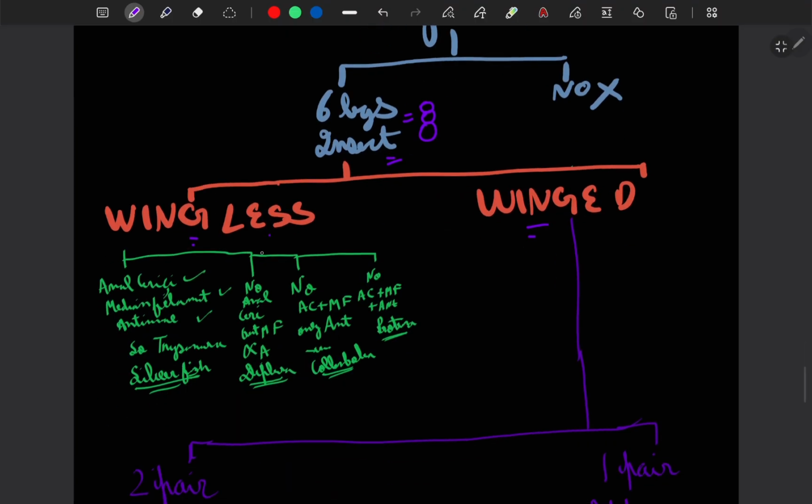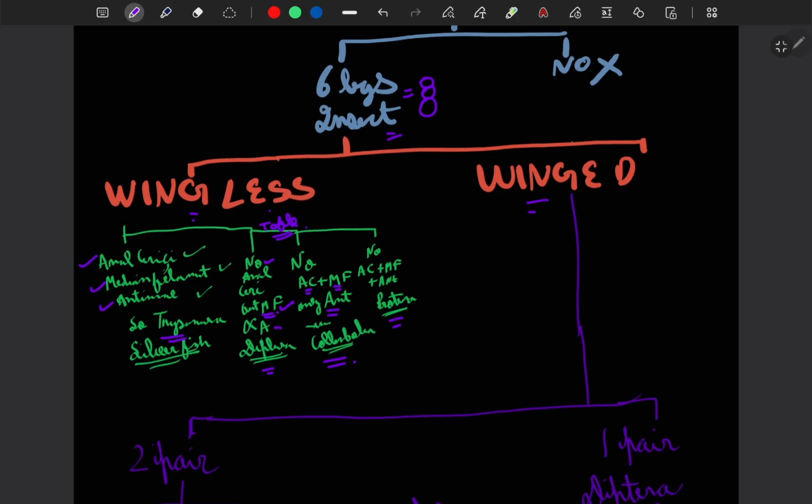As we had previously seen the table where I showed you that if it has a median filament, antennae, and anal cirri, it is Thysanura. If no anal cirri but a median filament is present and the antennae are missing, it is a Diplura. If it has no anal cirri, median filament but only antennae, it is a Collembola. But if it has none of the three, it is a Protura.